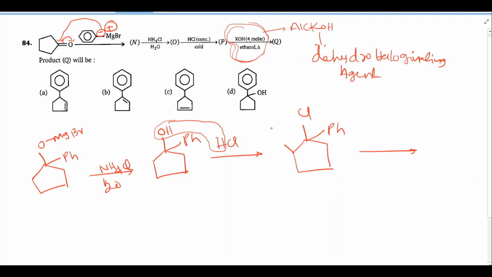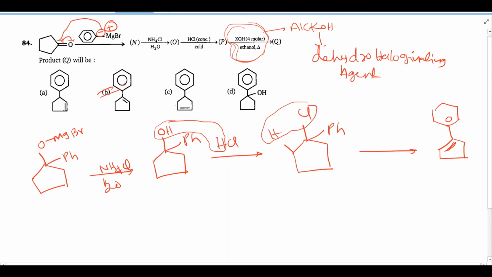There will be H here, and this HCl is eliminating. Then you write it, Ph means ring. So this is the ring directly connected to the 5-membered ring, and HCl is eliminating. Here a double bond is forming. So what is the correct answer for this question? B option. So 84 is B option.